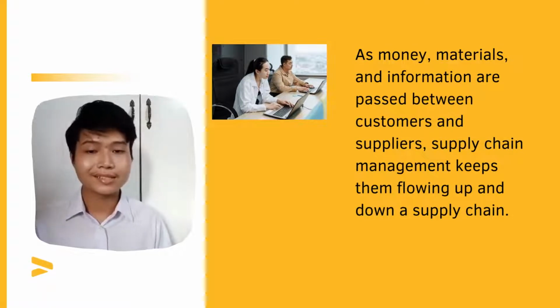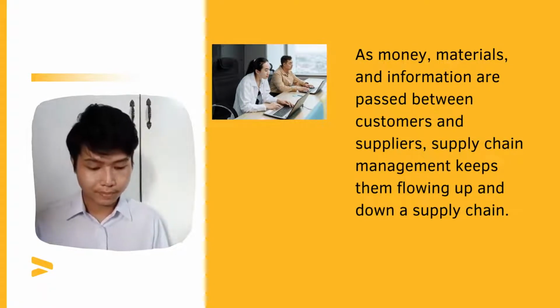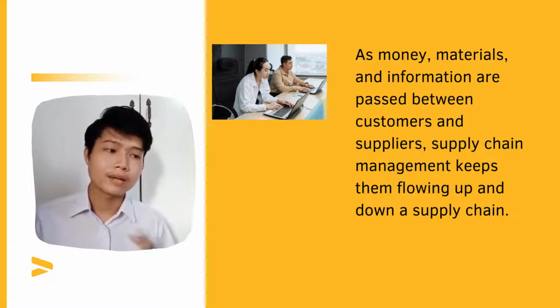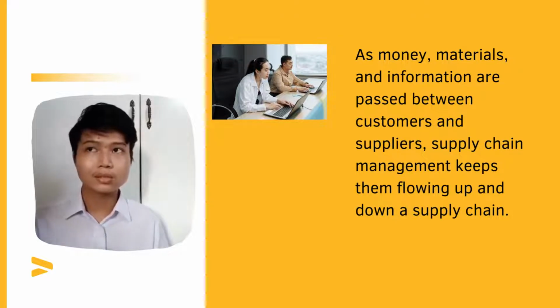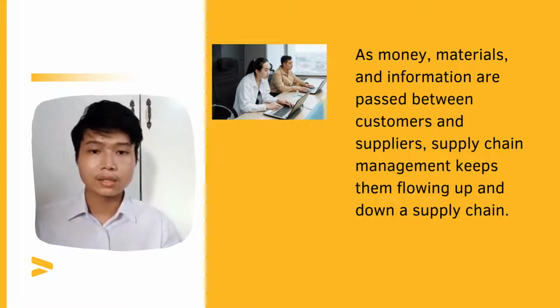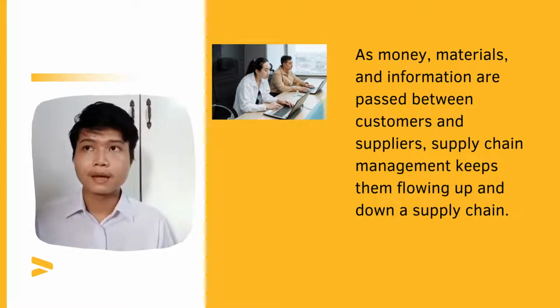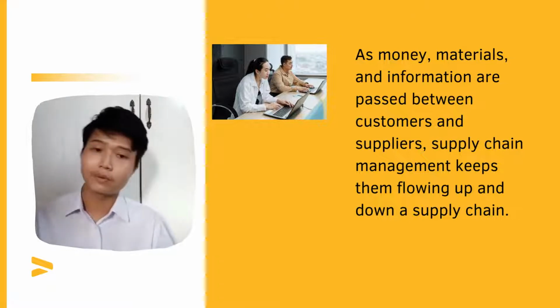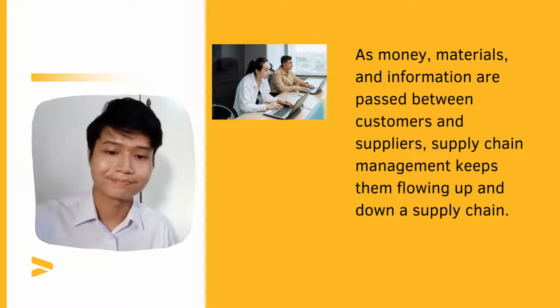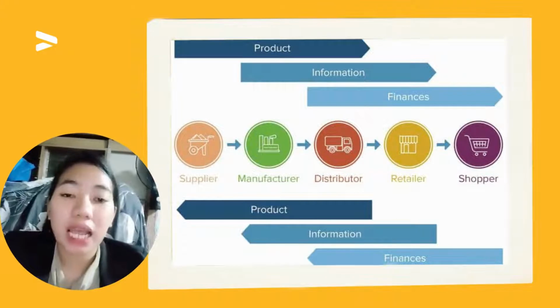So as money, materials, and information are passed between the suppliers and customers, the supply chain management keeps them flowing up and down. So between these two, the customers and suppliers can keep the supply chain flowing by keeping a line or passing the money to materials, from materials to information. Dapat align lang talaga siya. Here comes the aligning flows.